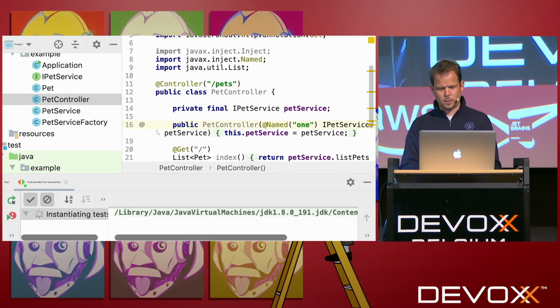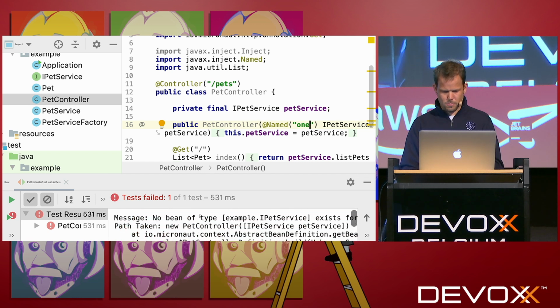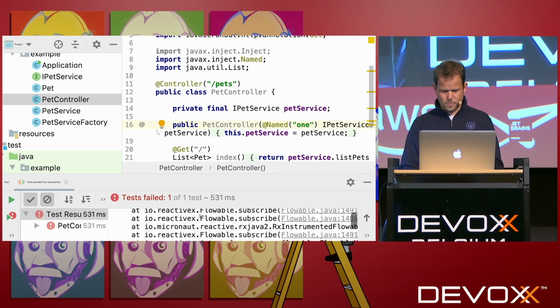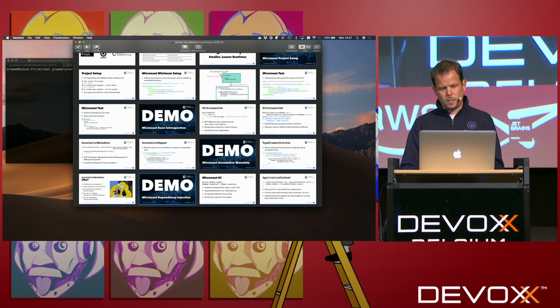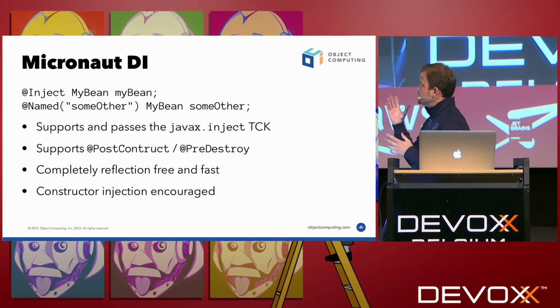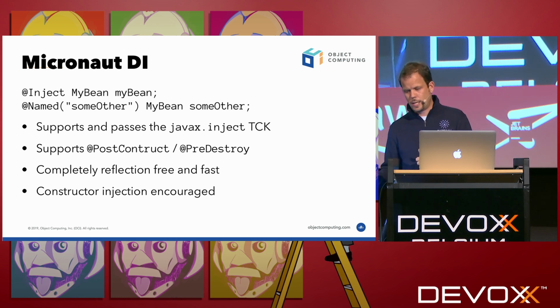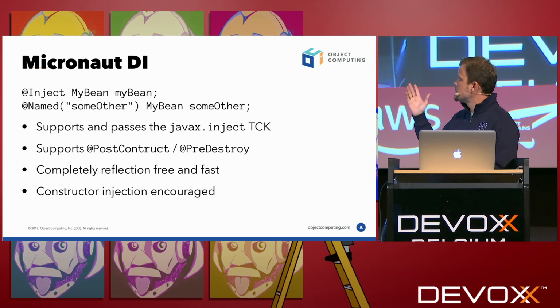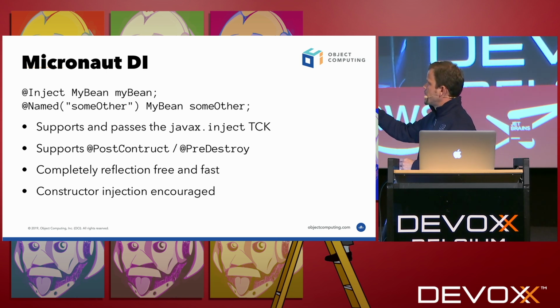I expect this will probably fail miserably because I've made lots of changes. Anyway, it's a very flexible dependency injection system that's based on javax.inject. Oh, I didn't mention you can add @PostConstruct and @PreDestroy, so that you have the ability to essentially hook into the life cycle of them. It's completely reflection-free, and we encourage constructor injection.